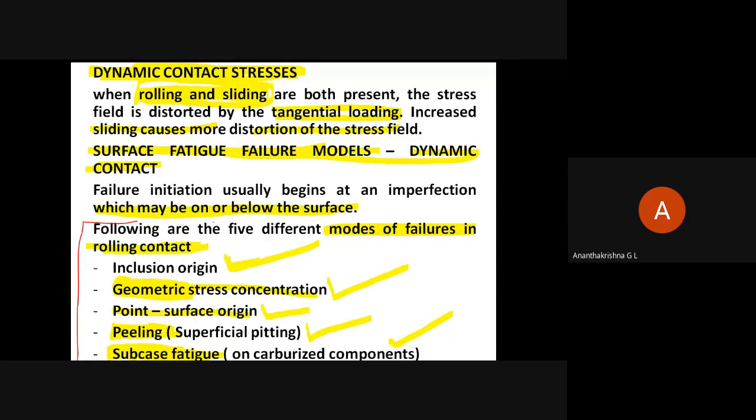Different modes of failure in rolling contact are inclusion origin. Inclusion is nothing but a foreign particle being present. Then geometric stress concentration is stress concentration arising because of geometrical variations like a stepped shaft, or the presence of a notch, and so on, and the type of contact that the members in motion will have. They all fall under geometric stress concentration. Just note down this much.